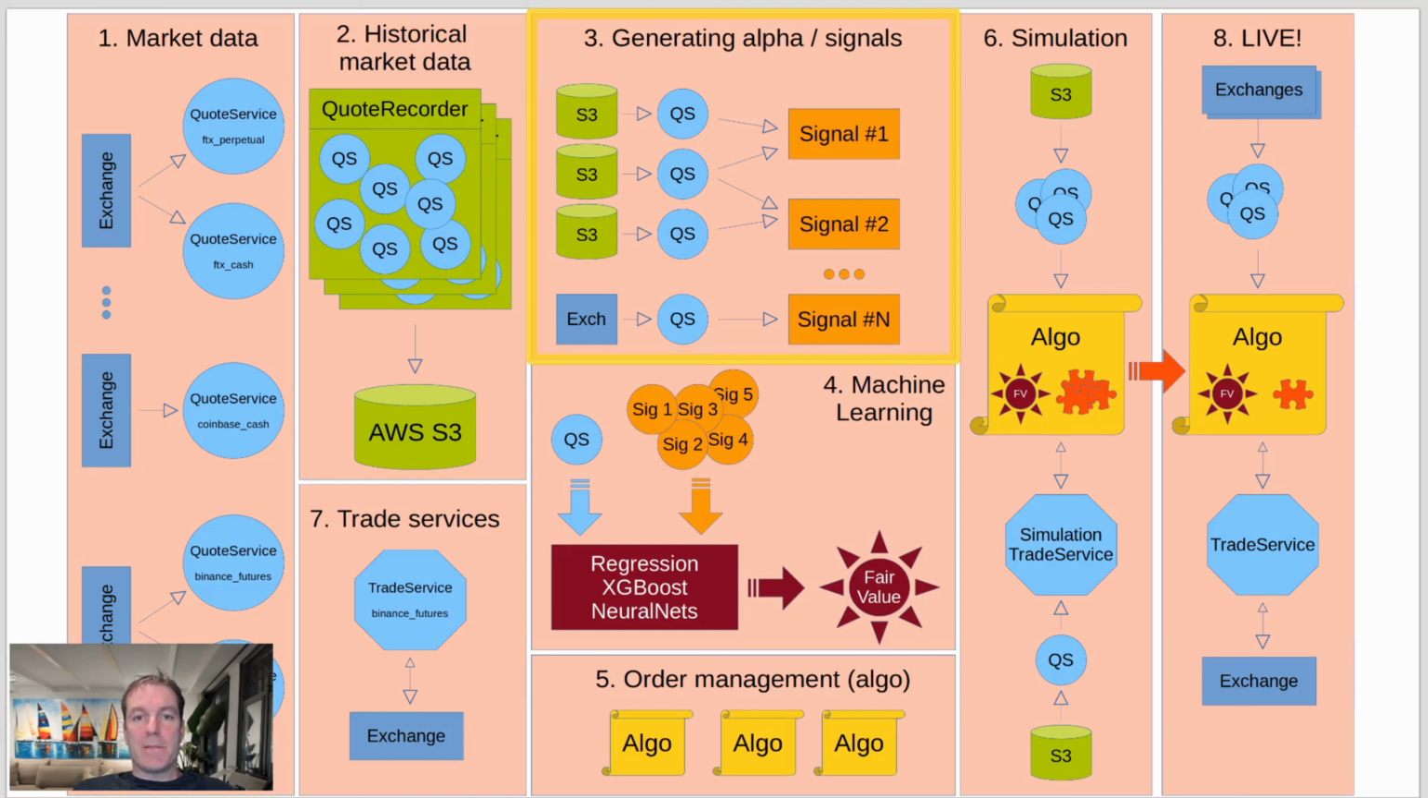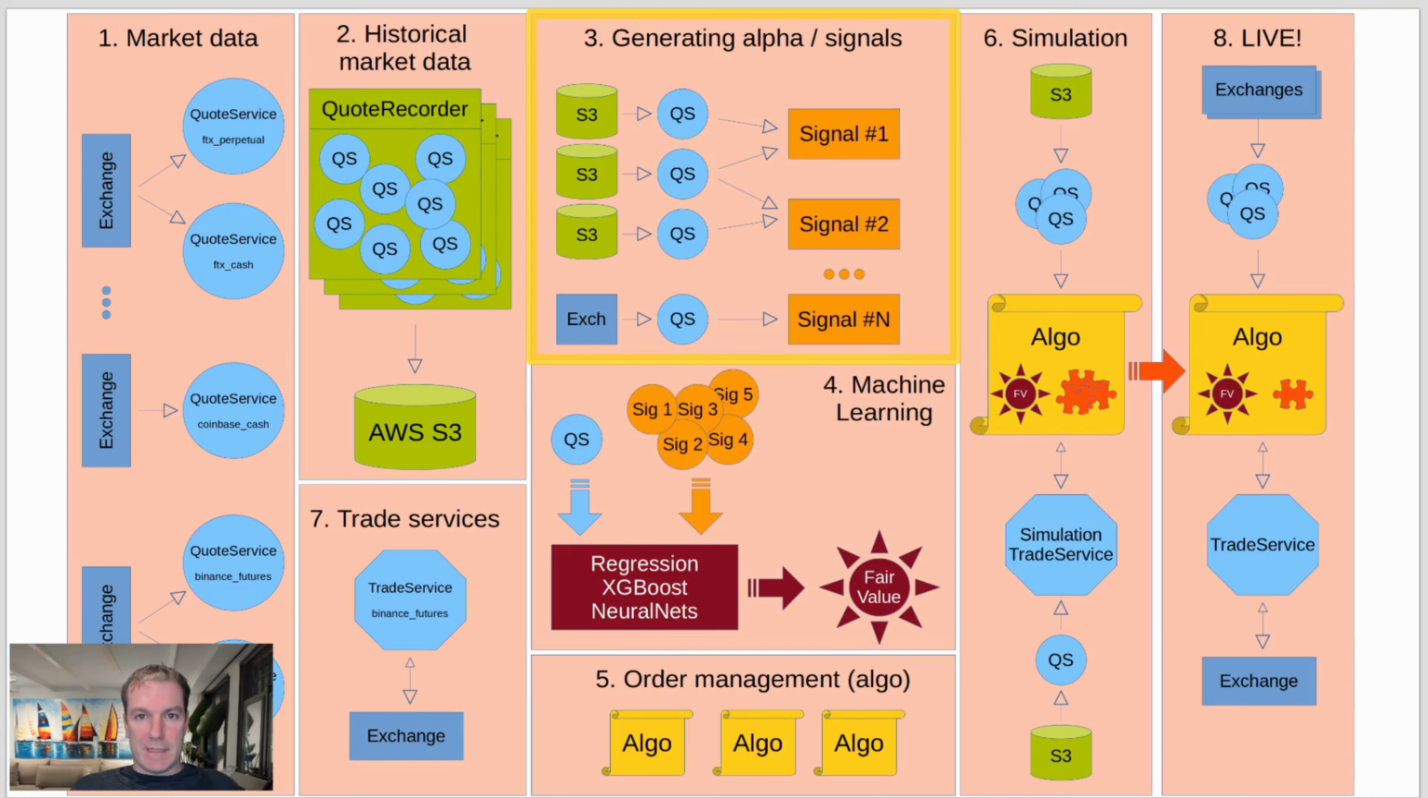An important thing to notice about these signals is they can consume market data in 2 different ways. Firstly, directly from S3 storage or cloud storage. So this is the recorded data that we recorded in step 2. But more importantly, directly from the exchanges so that these same signals can be used when we're trading live.